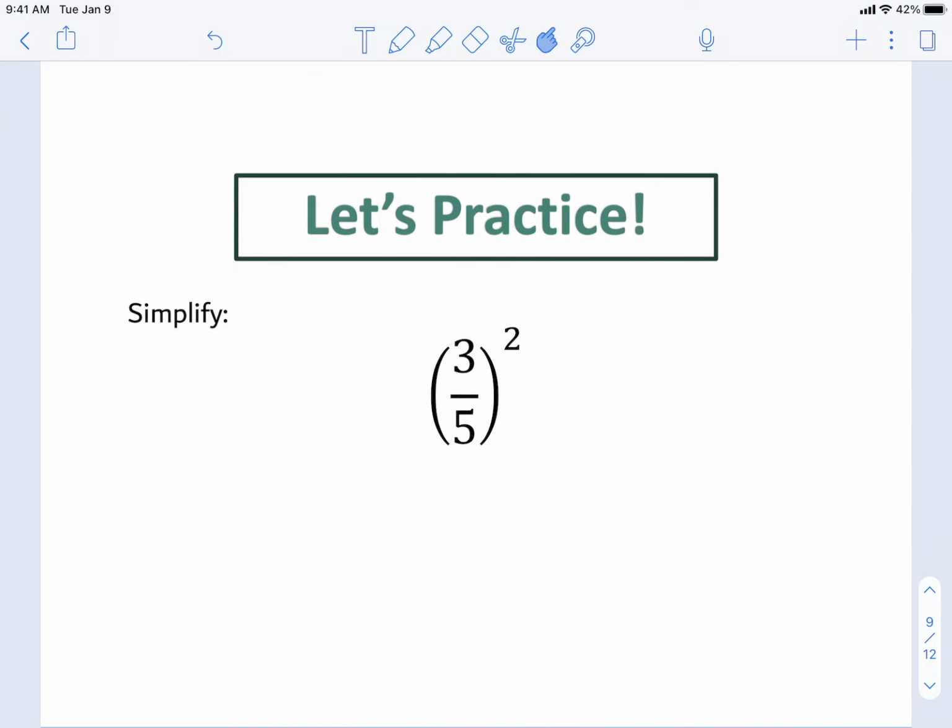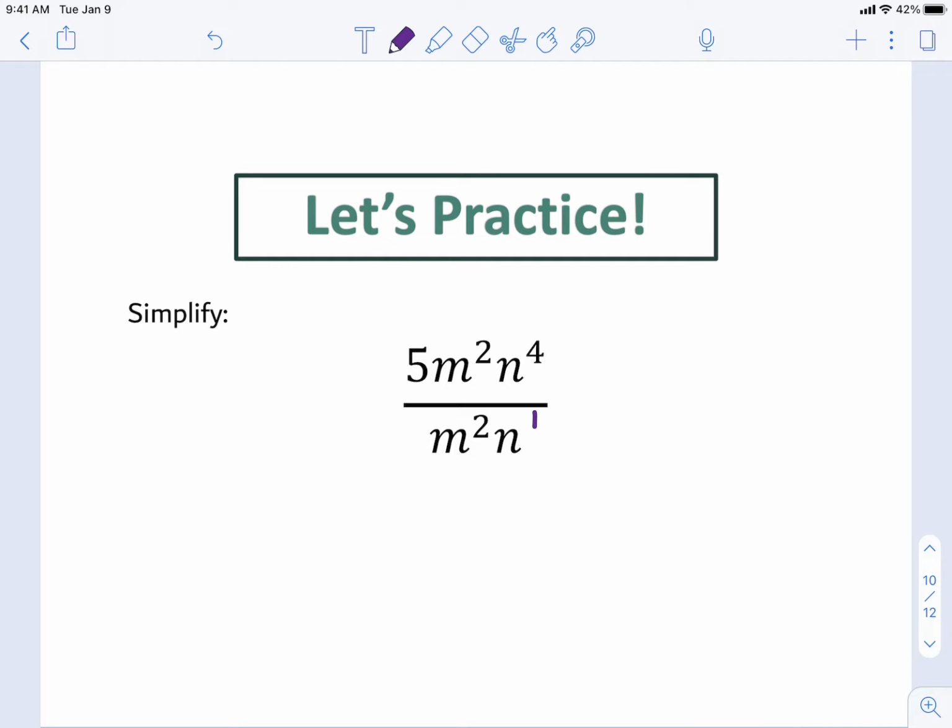We got a few more. All right, this one, we'll apply the 2 to both the top and the bottom. And so if we actually square these two numbers, 9 over 25. We got some stuff that'll cancel out here. M squared over m squared, that totally cancels out. And then with the n's, there's one n on the bottom that cancels 1 from the top, so that is 5n cubed.